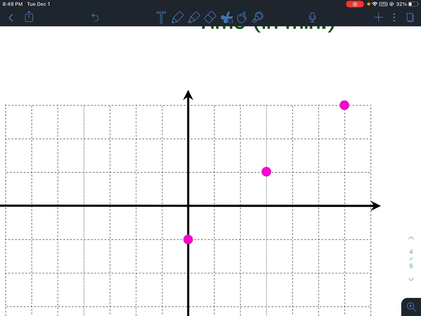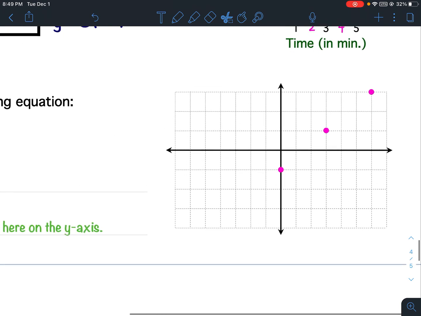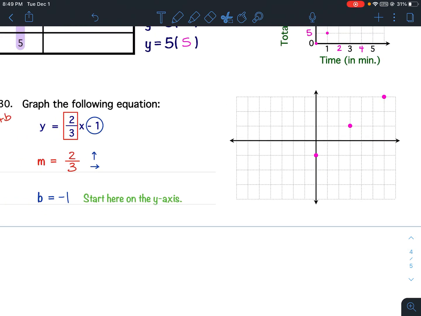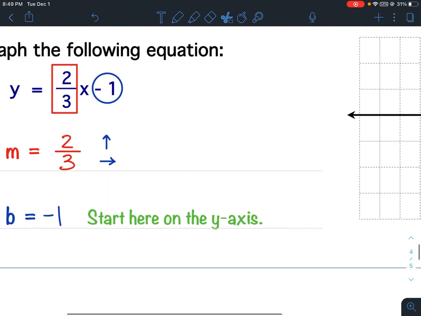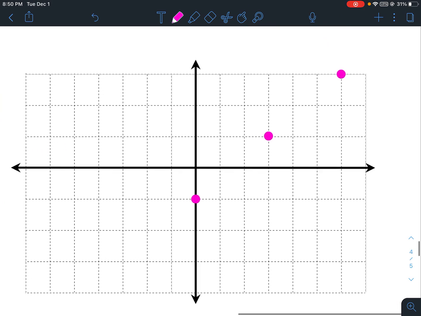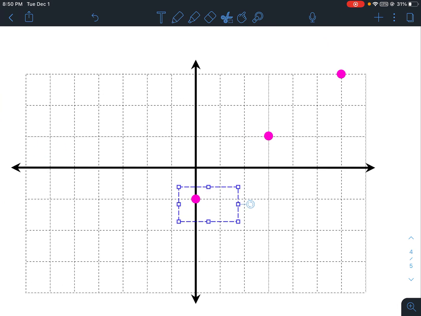Now, I've gone up and to the right as far as I can. So now I need to go the opposite direction. Well, the opposite of up would be to go down, and the opposite of to the right would be to the left. So in other words, I'm going to go back to my original point, here in the middle.